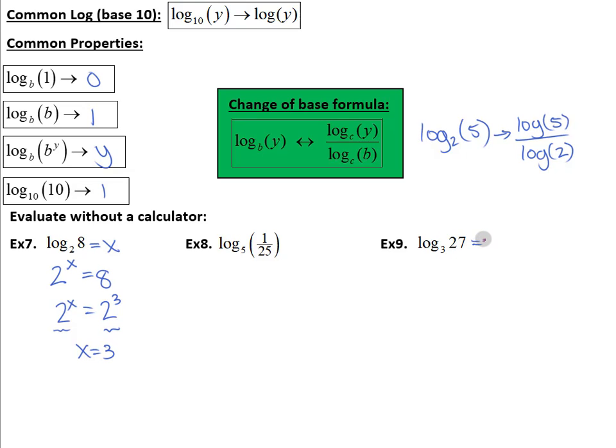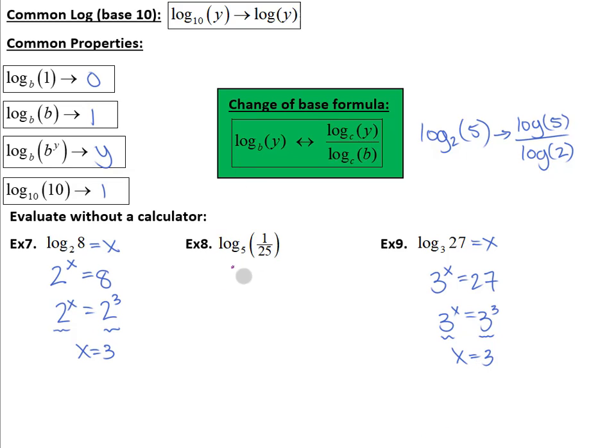Or, once again, we can say equals x, and this will help us for more difficult ones, and write it in exponential form. So 3 is the base, x here is the exponent, 3 to what power equals 27. 27 we could rewrite as 3 cubed, and now we have our one matching base on each side. X has to equal 3 again.